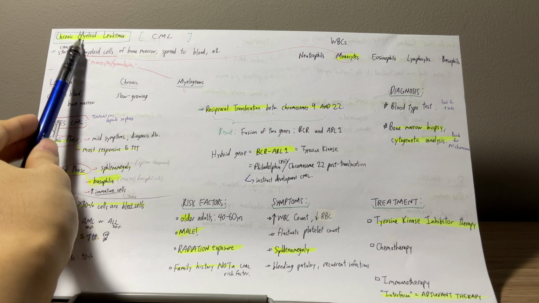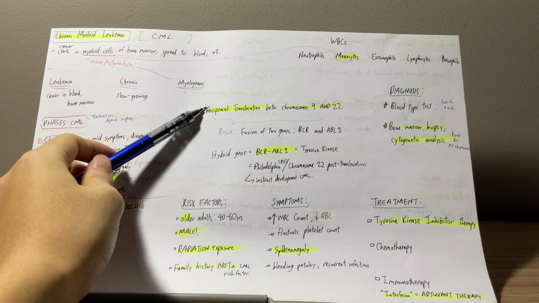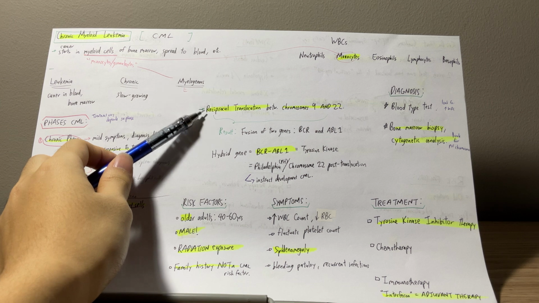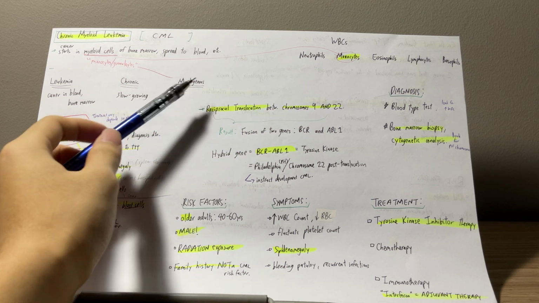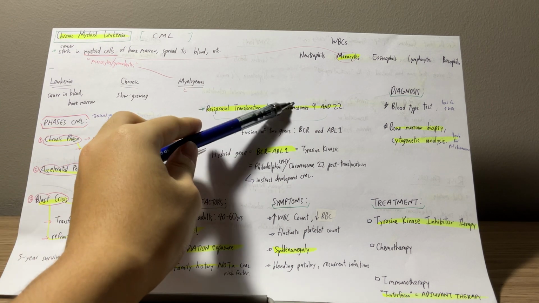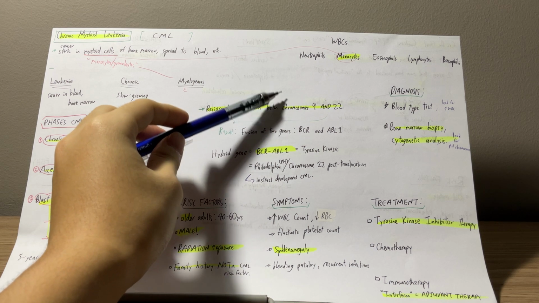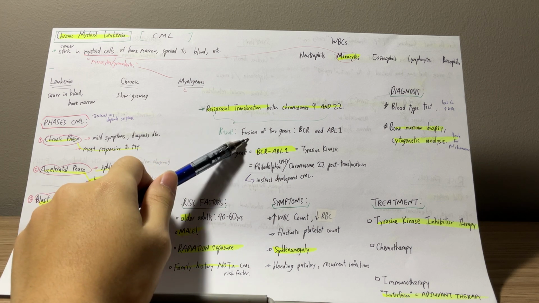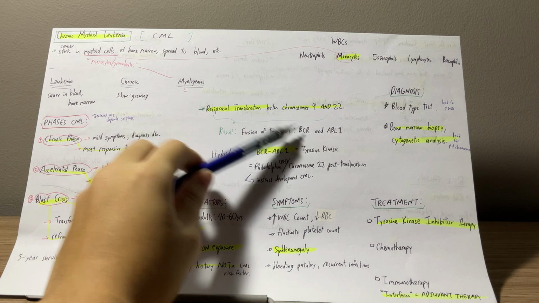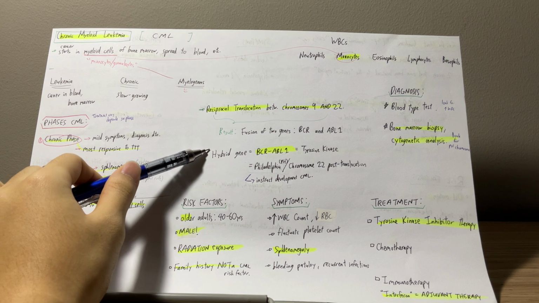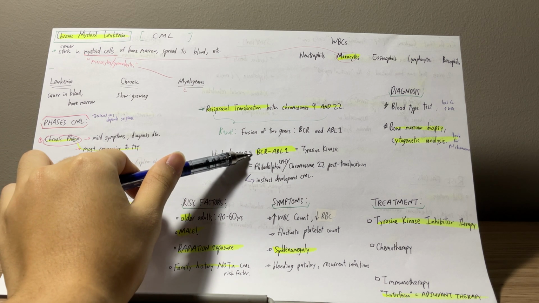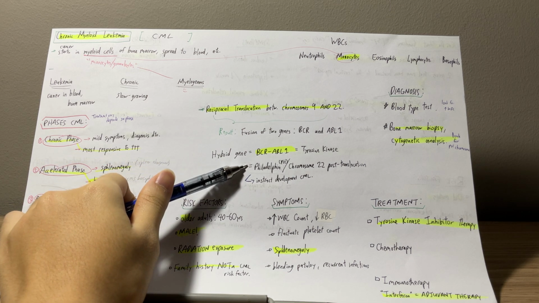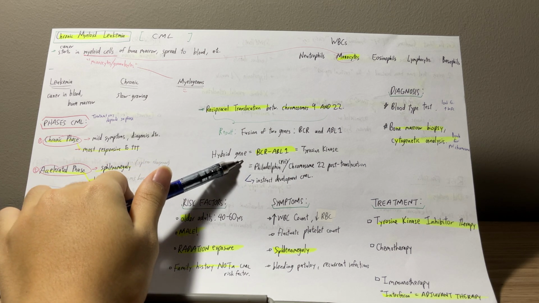What is CML essentially? In explanation, it is the reciprocal translocation between chromosomes 9 and 22. So as a result, this is a specific set of numbers, 9 and 22. The result is there is a fusion of two genes, BCR and ABL1. The hybrid gene is BCR-ABL1, in other words called tyrosine kinase. This is the Philadelphia chromosome 22 post-translocation.